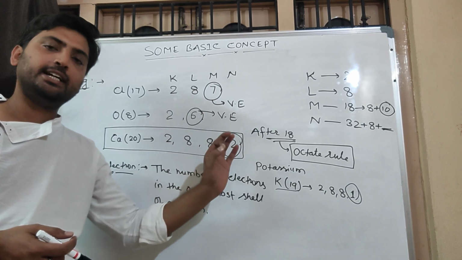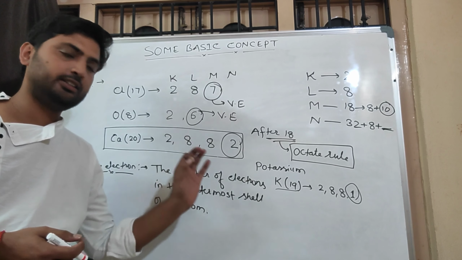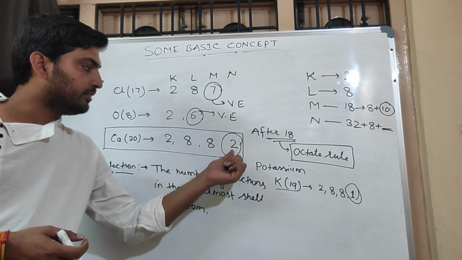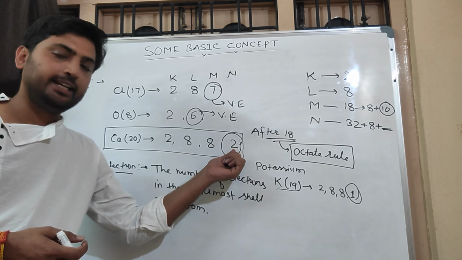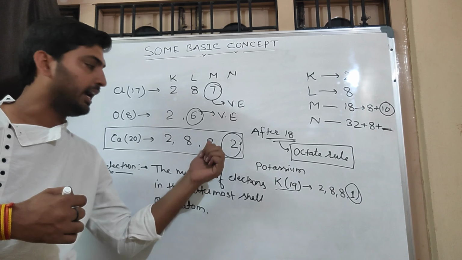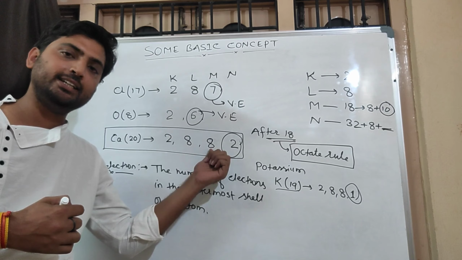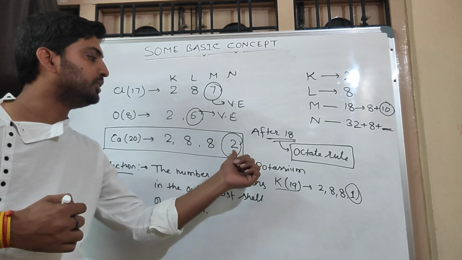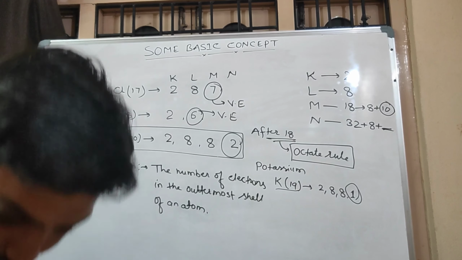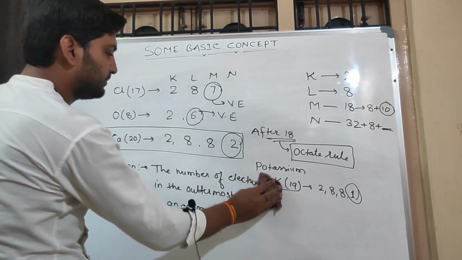Maximum, every atom wants 8 electrons in its outermost shell. Okay, if the number of electrons reaches 8 here, then the 9th electron will again go into the M shell, and when it becomes 18, then the next electron will again go into the next shell, up to 32. Okay, now what is valency?